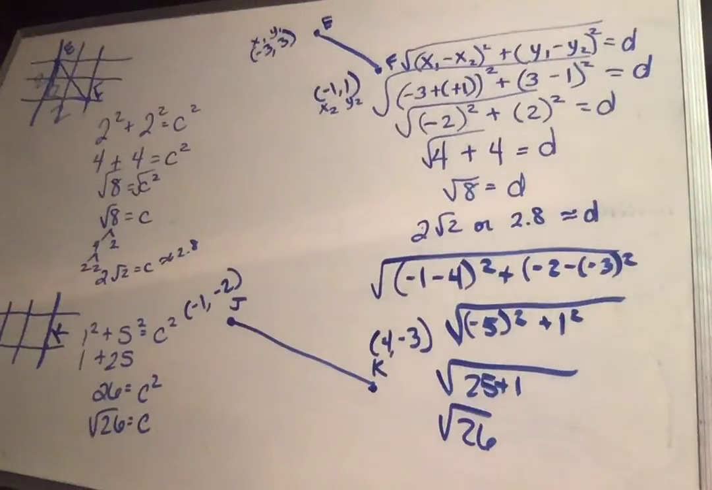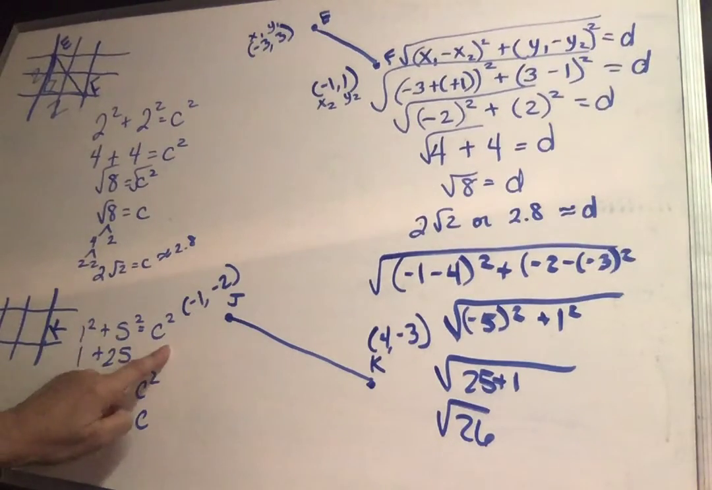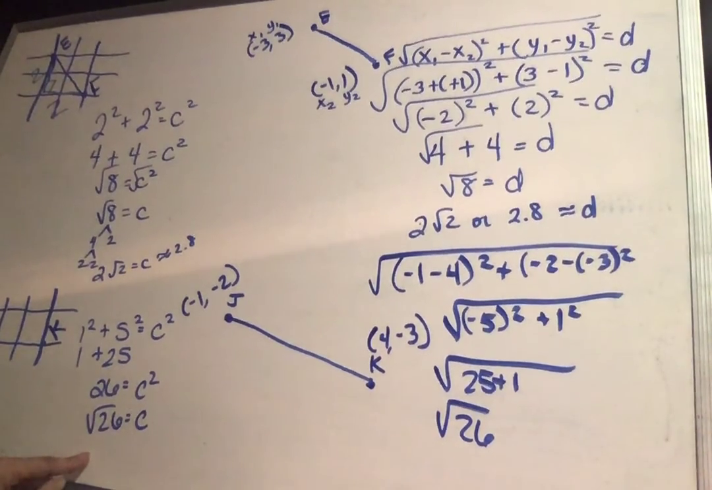Okay. Now, either way you would have done it, you should get square root of 26. Either way. Either you're counting 1, you're counting 5. 1 squared plus 5 squared equals c squared. 1 plus 25 is 26 equals c squared. Last step, square root of 26.